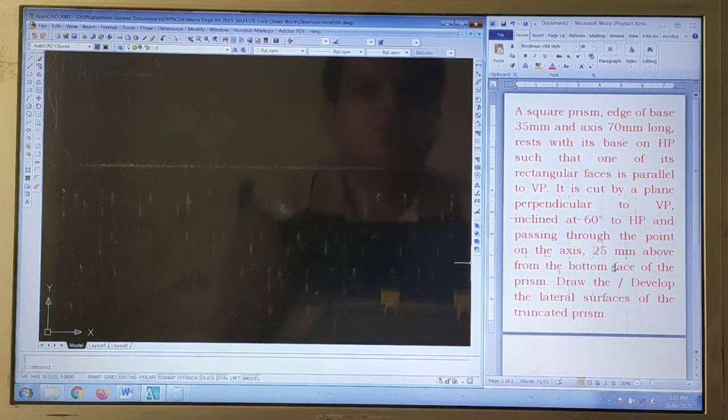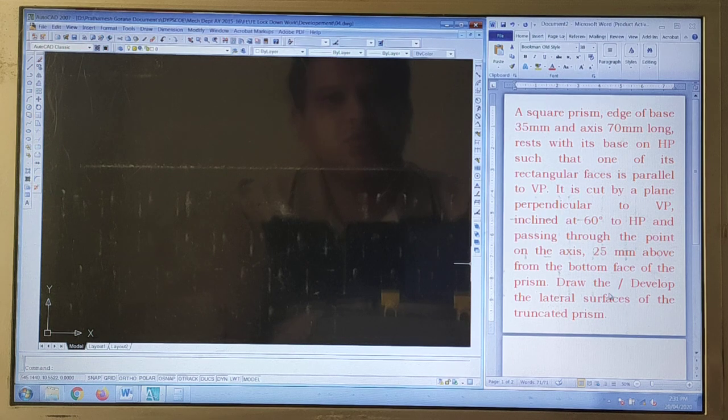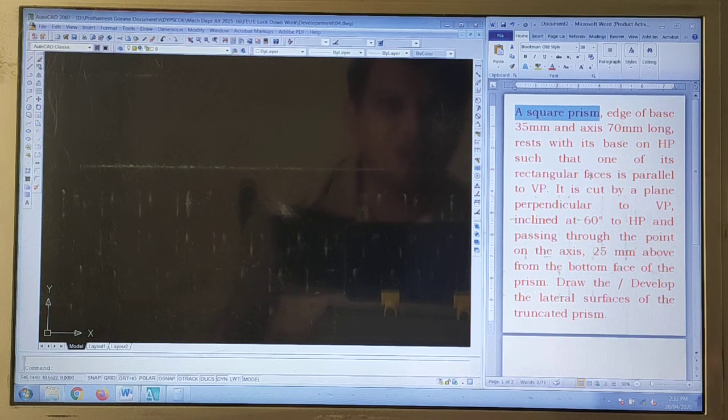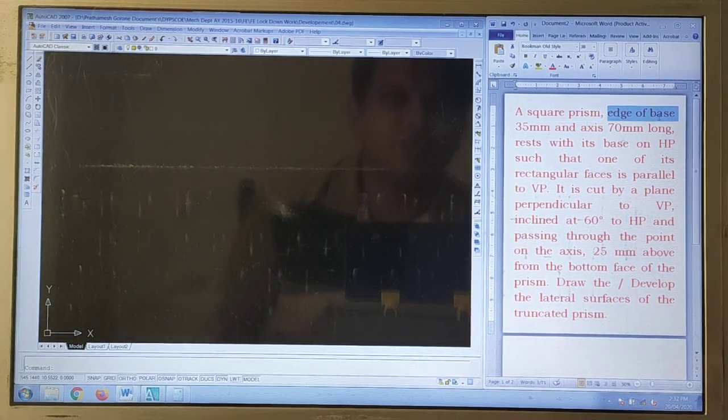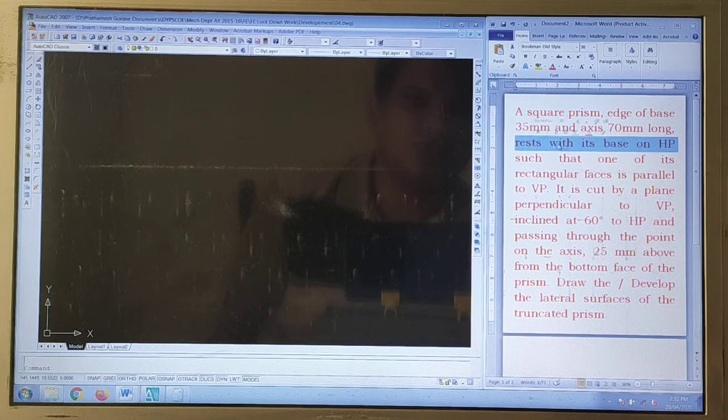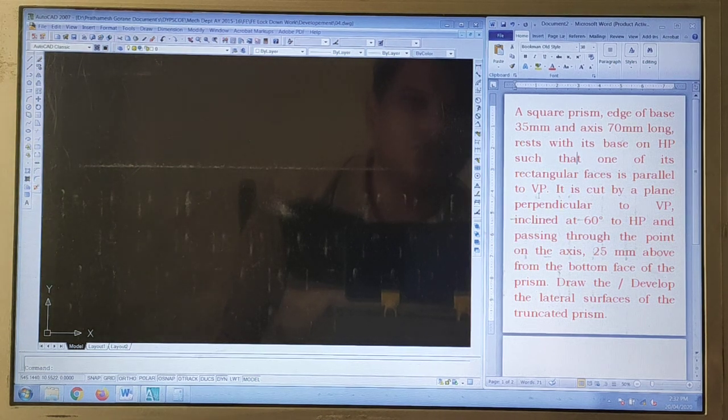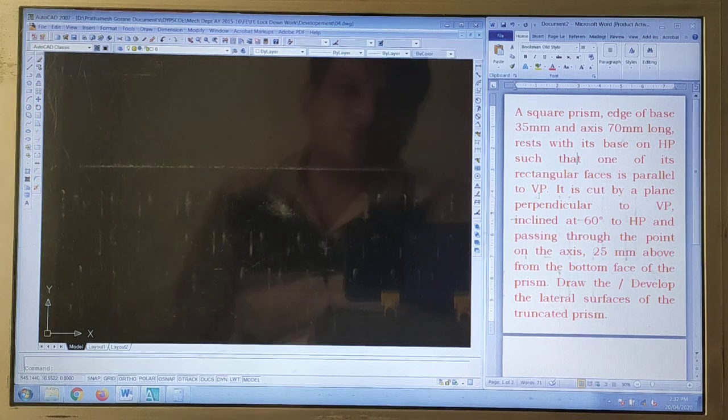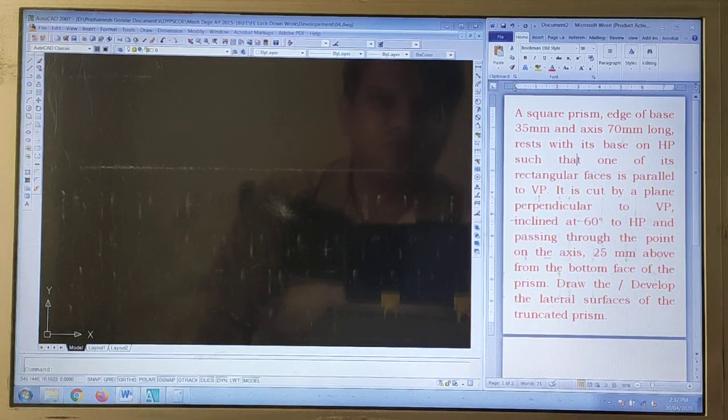Hello friends, let us solve the next problem, which is a square prism. This is the problem of a prism, not a pyramid. The base edge is 35 mm, the axis is 70 mm long, and it is resting with its base on HP such that one of its rectangular faces is parallel to VP.